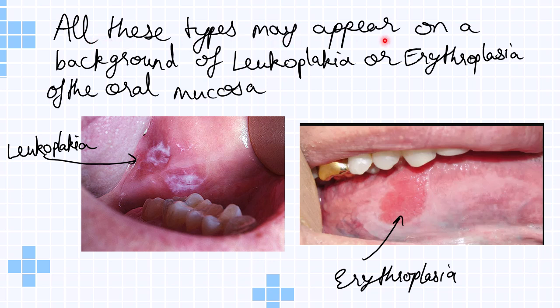All these types may appear on a background of leukoplakia or erythroplasia of the oral mucosa. But what do you mean by leukoplakia? Leukoplakia is nothing but white spot or white plaque. Erythroplasia is nothing but red spot or red plaque.